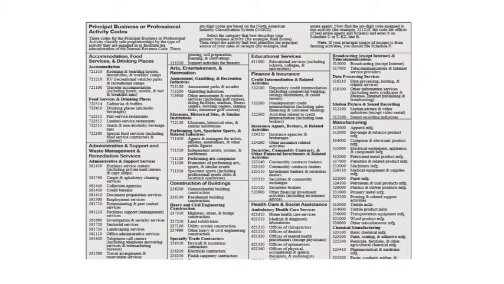This is the principal business code worksheet found in the IRS instructions. Find the code that best corresponds to your business and put it on line B on Schedule C, EZ.